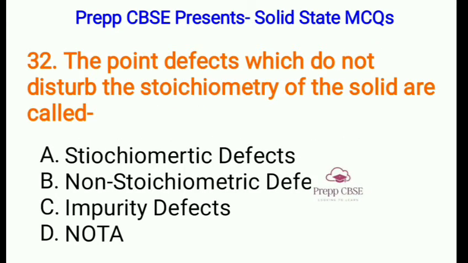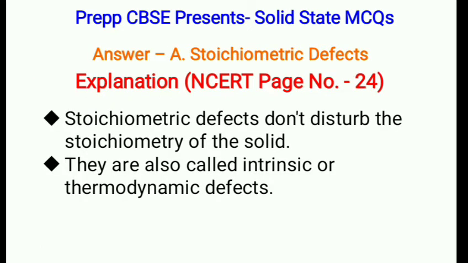Next. The point defects which do not disturb the stoichiometry of the solid are called A. Stoichiometric defects, B. Non-stoichiometric defects, C. Impurity defects, or D. None of the above. Correct option is A. Stoichiometric defects. Stoichiometric defects do not disturb the stoichiometry of the solid. They are also called intrinsic or thermodynamic defects.